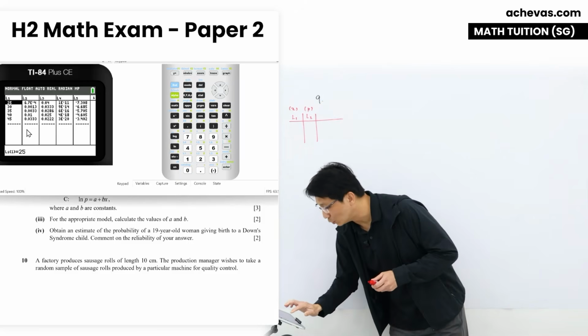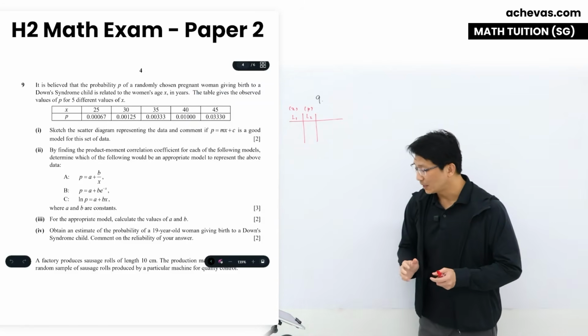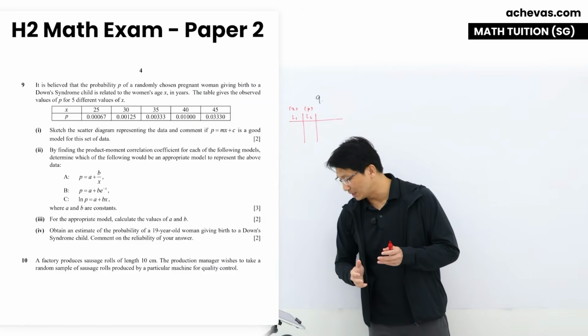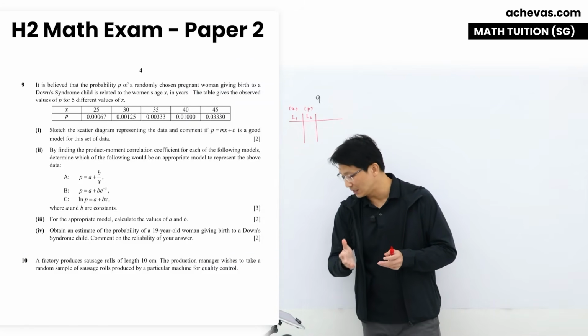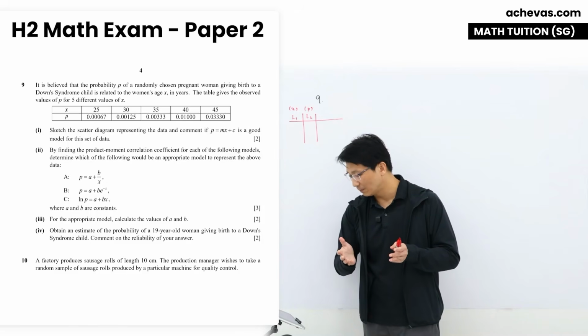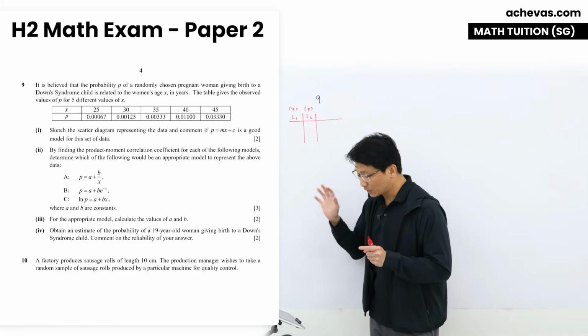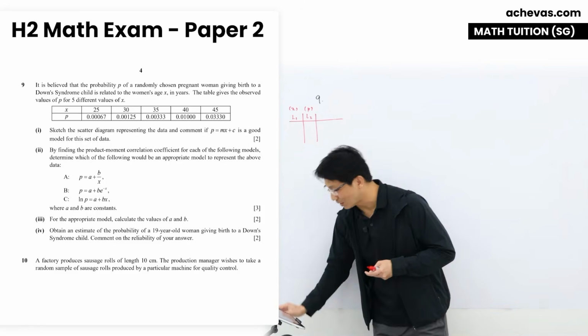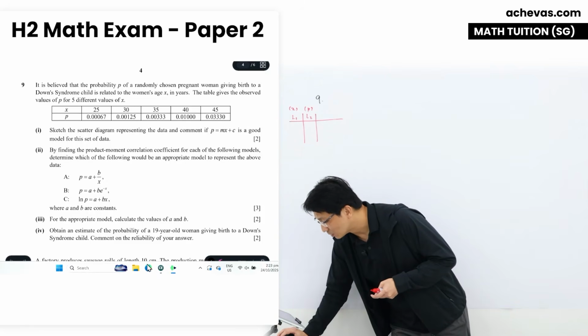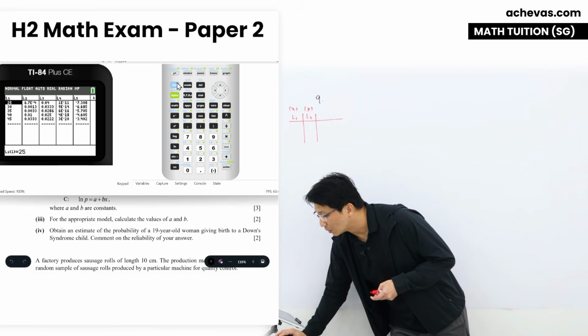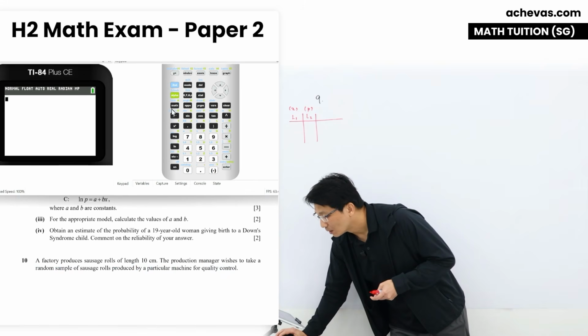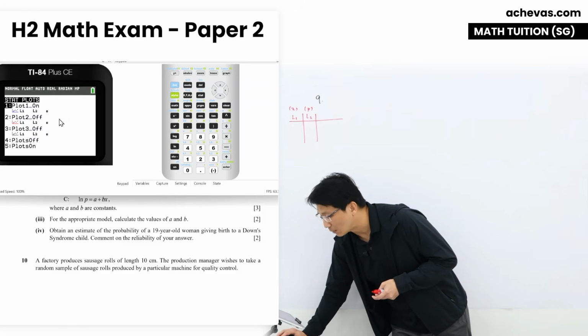All right, I'm going to go back to this question. Part 1 says sketch the scatter diagram representing the data and comment if this linear model P equals mx plus c is a good model for this set of data. All right, so to sketch a scatter diagram, I'm going to make use of our GC again. So from our GC, I'm going to quit first. Okay, and I'm going to press second Y to trigger the stat plot. So I'm going to turn on the first one. So I turned it on already.